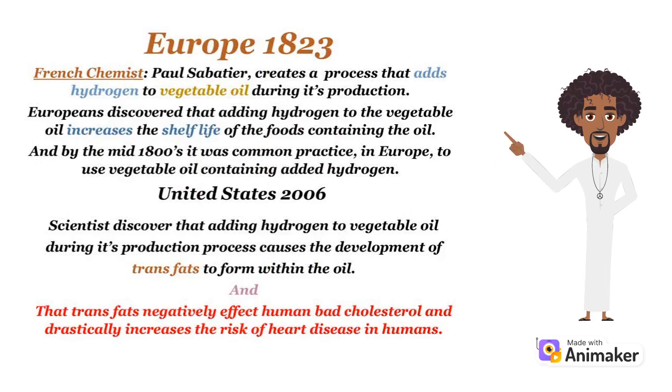Now, let's examine the events that lead to the human creation, sales, distribution, and consumption of man-made genetically modified organisms. This is how it started. Europe, 1823. The French chemist Paul Sabatier creates a new process that adds hydrogen to vegetable oil during its production process. Eventually the chemist shares his new creation with other Europeans. Over time, the Europeans soon discover that adding hydrogen to vegetable oil increases the shelf life of the foods containing the hydrogenated oil. The oil becomes a big hit in Europe, and by the mid-1800s it was common practice, in Europe, to use vegetable oil containing added hydrogen.